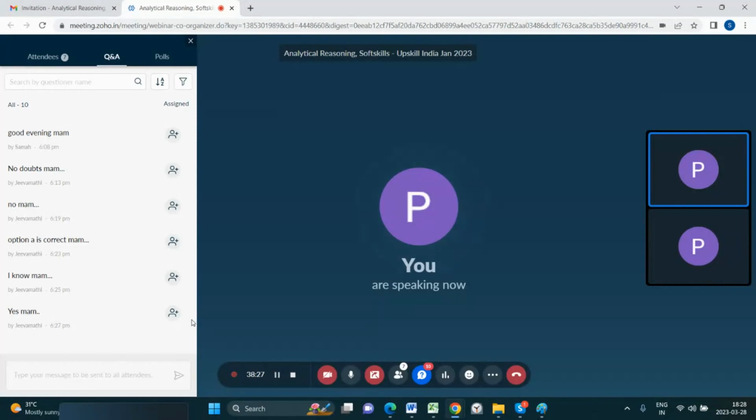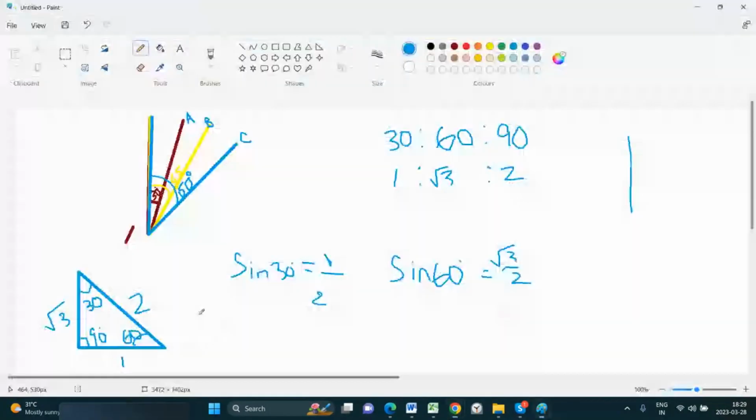Don't need to by heart this. If you know 30 is to 60 is to 90 is 1 is to √3 is to 2, just apply it. Immediately you can just write it from here. Understood? Then cos. அதே மாதிரி cos 30 is adjacent side by hypotenuse. What is adjacent side? √3 by 2.